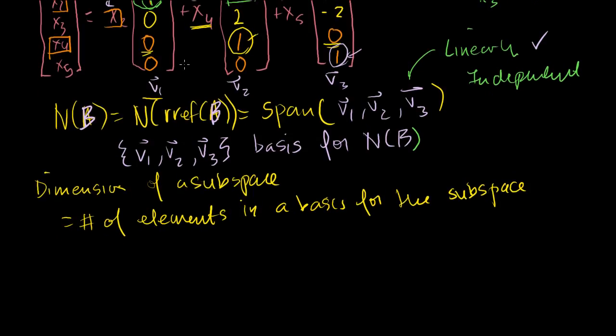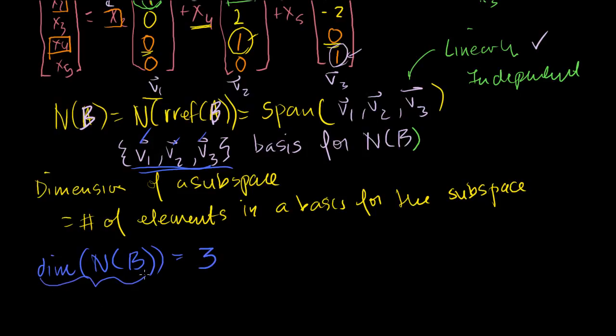So my question to you now is, what is the dimension of the null space of B? Well, the dimension is just the number of vectors in a basis set for it. Well, this is a basis set right there. And how many vectors do I have in it? I have 1, 2, 3 vectors. So the dimension of the null space of B is 3. Or another name for the dimension of the null space of B is the nullity. The nullity of B. And that is also equal to 3.